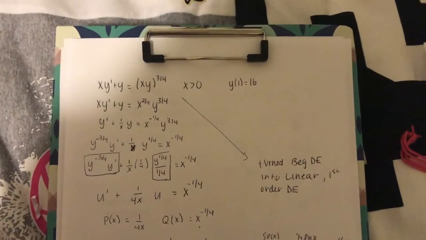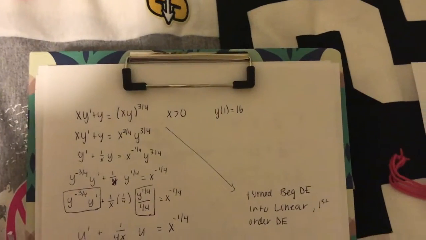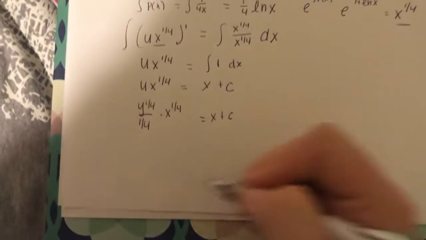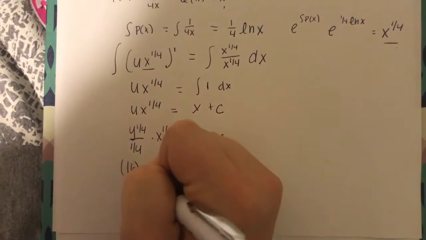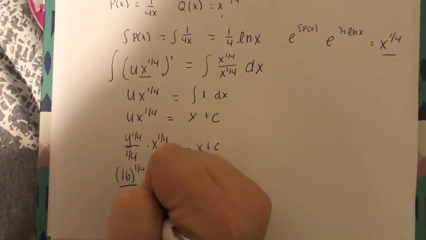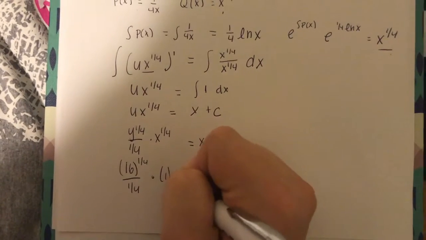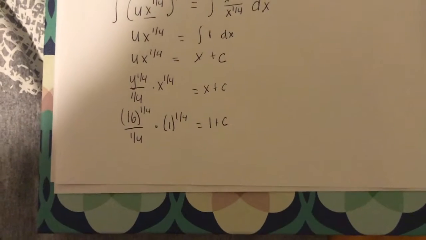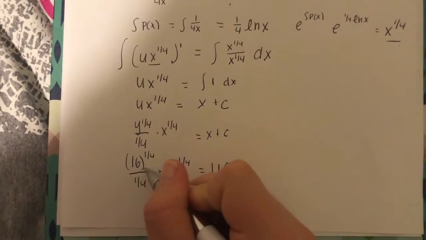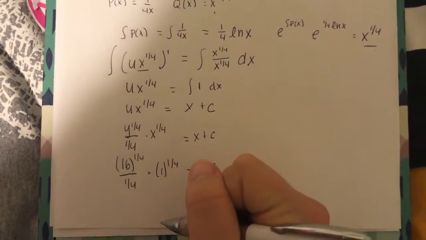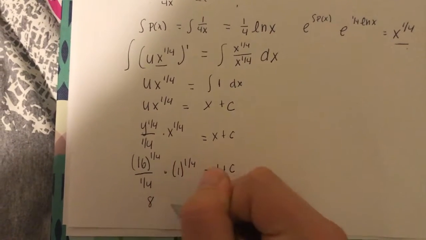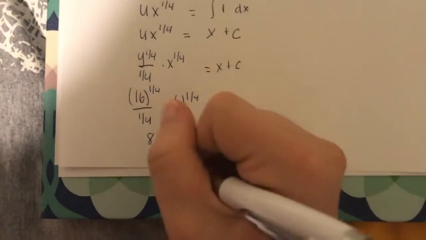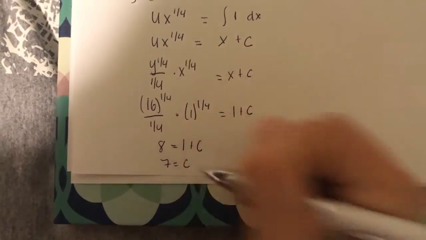However, they gave me a condition of y when I plug in 1 for x is 16. So we need to plug in 16 for y. So 16 to the 1/4 all over 1 divided by 4 times 1 to the 1/4 equals 1 plus c. Now this simplifies to 2 over 1 divided by 4, which turns into 8, times 1 equals 1 plus c. So when I subtract that 1 over, I get 7 to equal c.